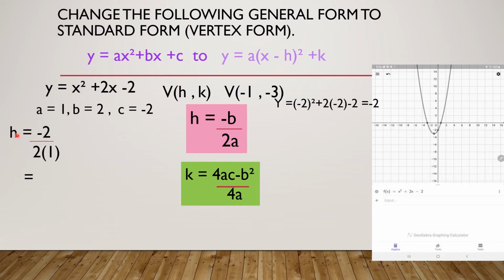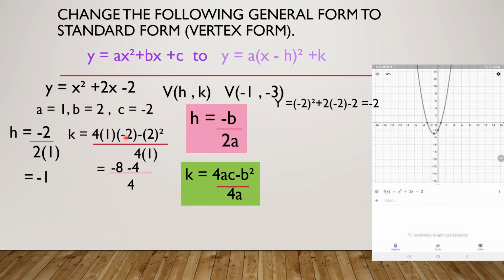So there. Now, what I'm going to do is simply substitute the values of b and a. So I have negative 2 over 2 times a, which is 1. And divide that, that is negative 1. For the value of k, we have 4 times 1, which is a, times negative 2, which is the value of c, minus 2, which is b squared, divided by 4 times 1, or 4a. Now we can solve this one. 4 times 1, that is 4, times negative 2, that is negative 8.